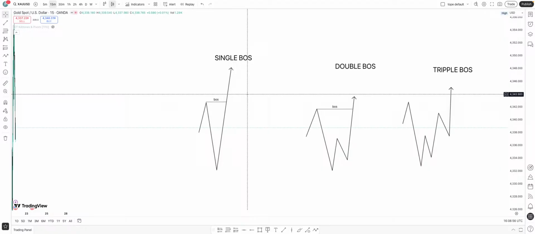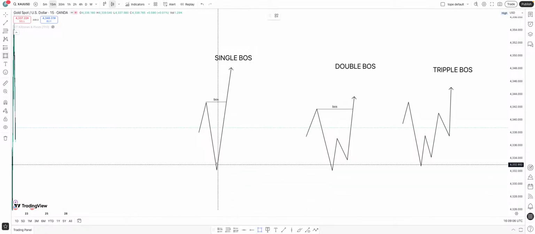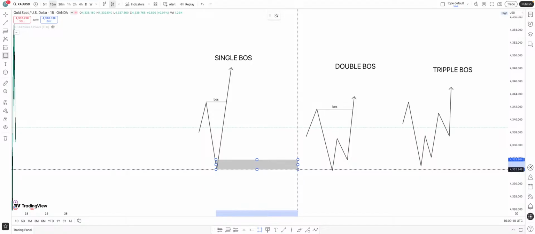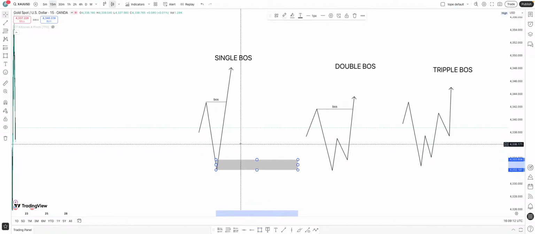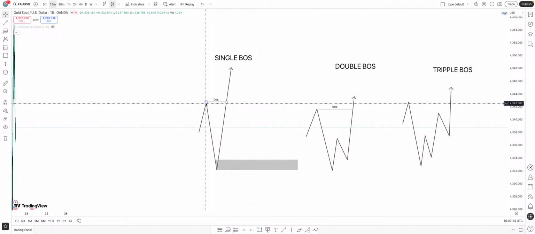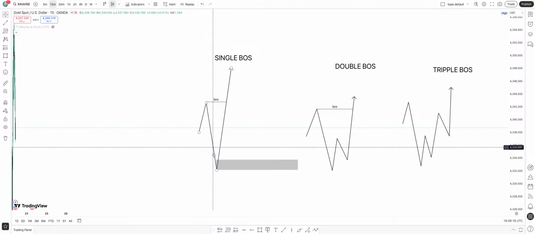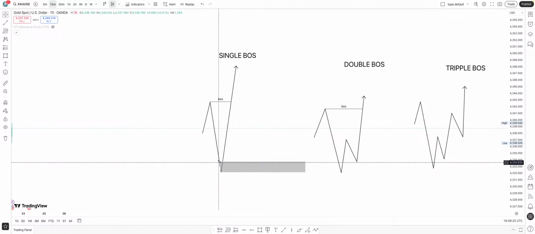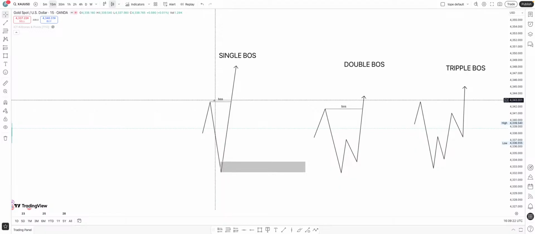So we have this thing, the point of interest, that I'm going to mark out now, and a point of interest is simply an order block. Let's say we are bullish. This is a bearish movement right here. We are moving here. The last bearish candle was responsible for this move to come and break structure.